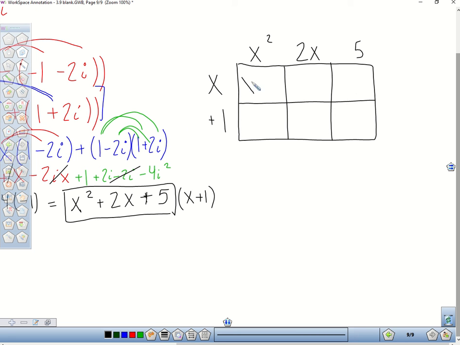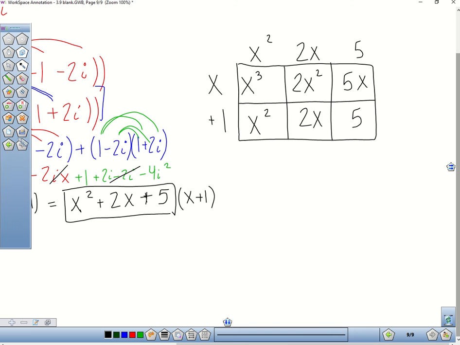So this is going to be x to the third. This is just x squared. This is going to be 2x squared. This is going to be 2x. This is going to be 5x. And this is going to be 5.